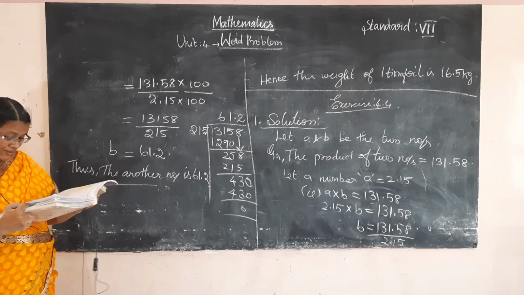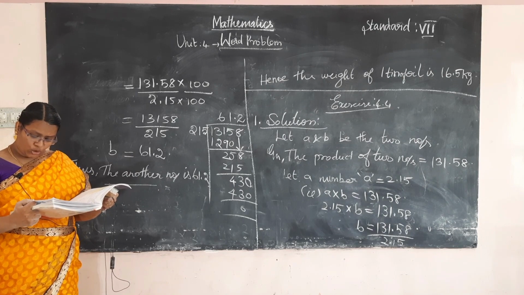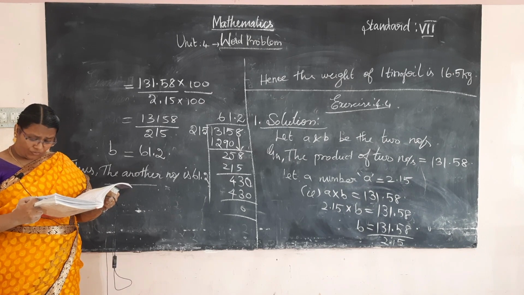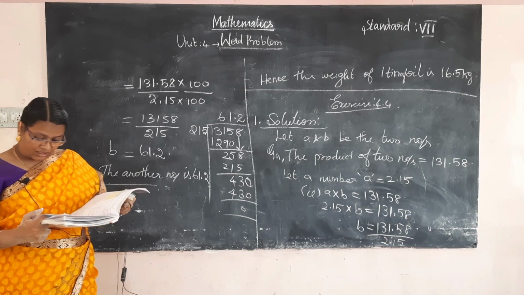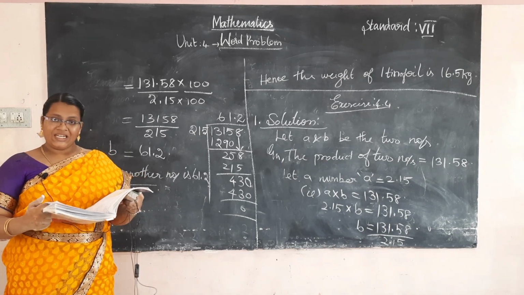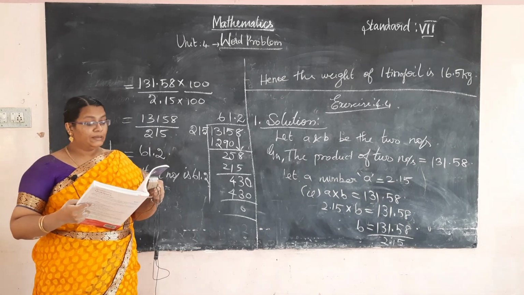The second problem is homework. The price of 1 meter of cloth is 62 rupees 85 paise. Find the price of 23 meters of cloth. So the rate of 1 meter of cloth is given, and you have to find 23 meters. What do we do? Multiply. That is a homework problem. Now do the third problem.